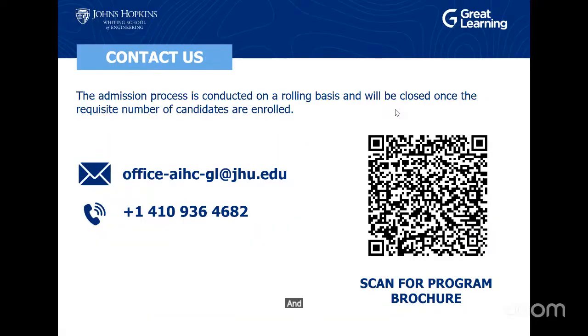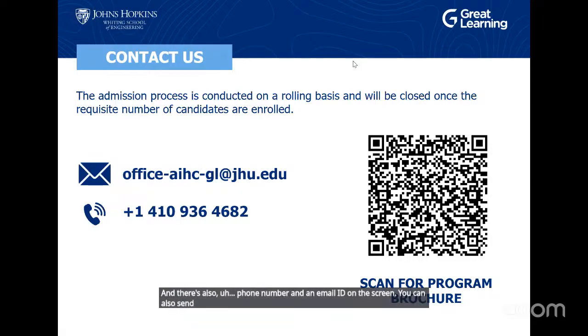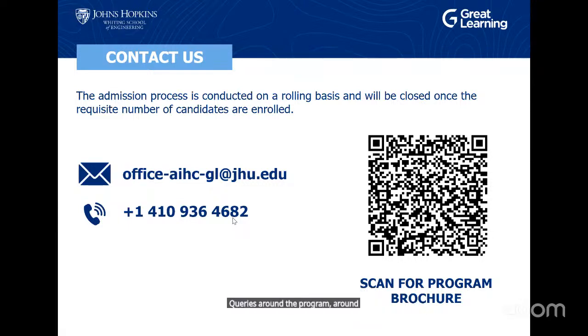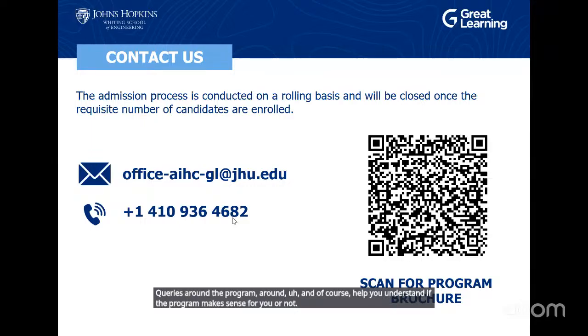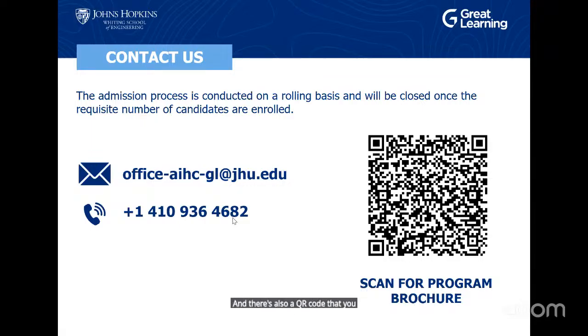And there's also a phone number and an email ID on the screen. You can also send your queries here or you can call the phone number. Someone will be there to get in touch with you, and they can answer your queries around the program, and of course, help you understand if the program makes sense for you or not. And there's also a QR code that you can scan to download the brochure.